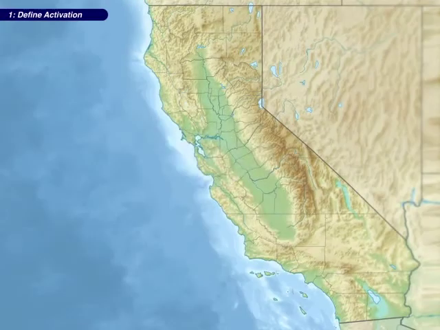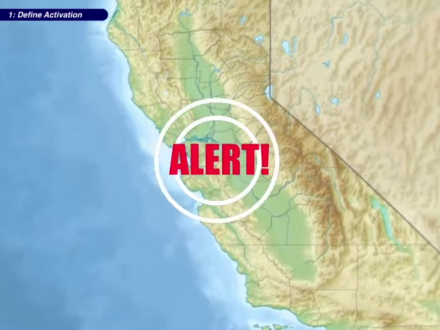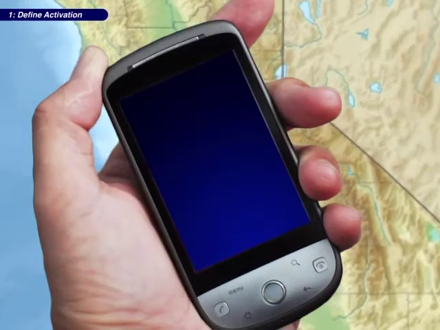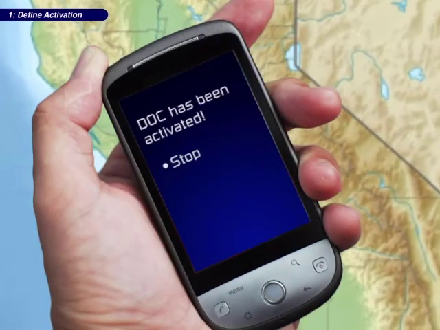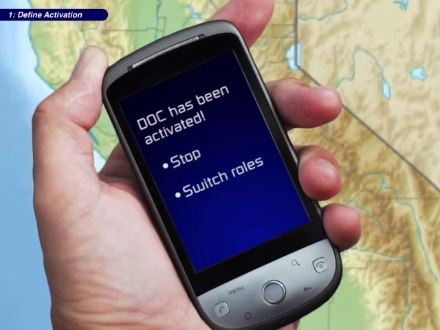Activation is when an incident occurs and health department personnel are notified to report to the DOC. Staff must stop what they are doing in their day-to-day roles within the health department and begin to think in terms of functioning within the incident command system.